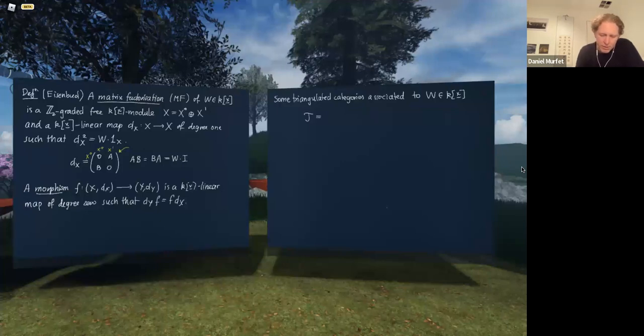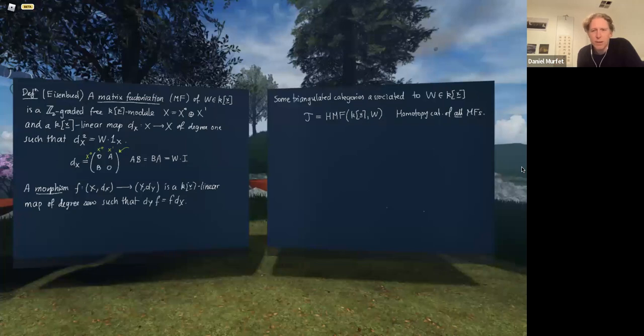Okay, so I'll start with the biggest one. So this is a triangulated category of all, let's say, homotopy category of all matrix factorizations, all meaning including those of infinite rank. So a matrix factorization is a Z2 graded free module. It could be infinite rank or finite rank. In T, I take all matrix factorizations, and hence the capital HMF. H for homotopy, M for matrix, F for factorization. This is a triangulated category with arbitrary coproducts.